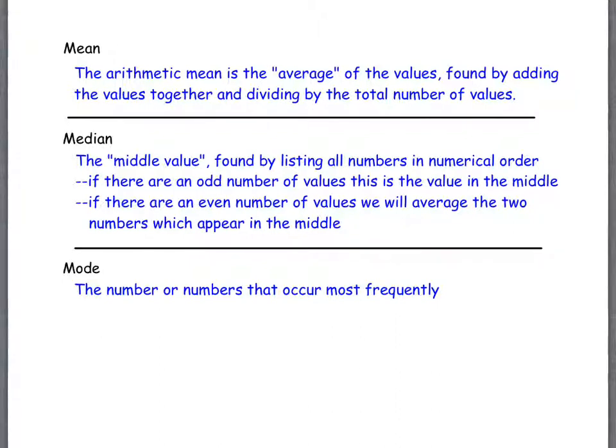Mode is the amount that occurs most frequently. Okay? So when we were looking at the data tables back in section 2, and we were looking at the bar charts, the modes were the ones that had the highest bars on the bar chart. It's the numbers that occurred the most frequently.